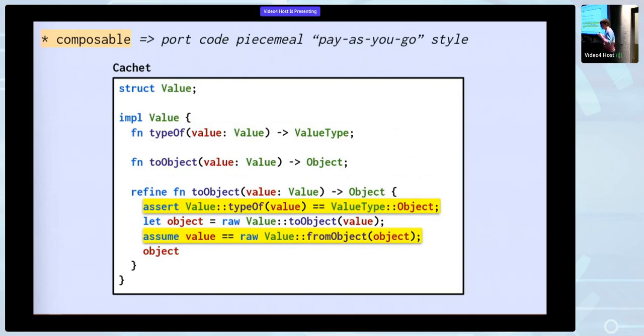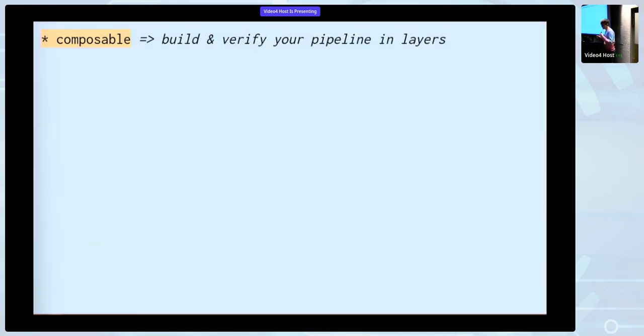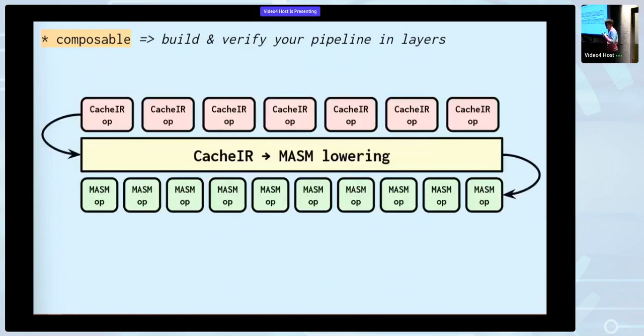So once you lay out this information about the VM, the runtime, the rest of the world that you're dealing with, you can start building up your verified pipeline in layers that compose with each other. So you can start with, let's say, you write out your CacheIR to macroassembler lowering that takes in your CacheIR instructions and spits out MASM instructions.